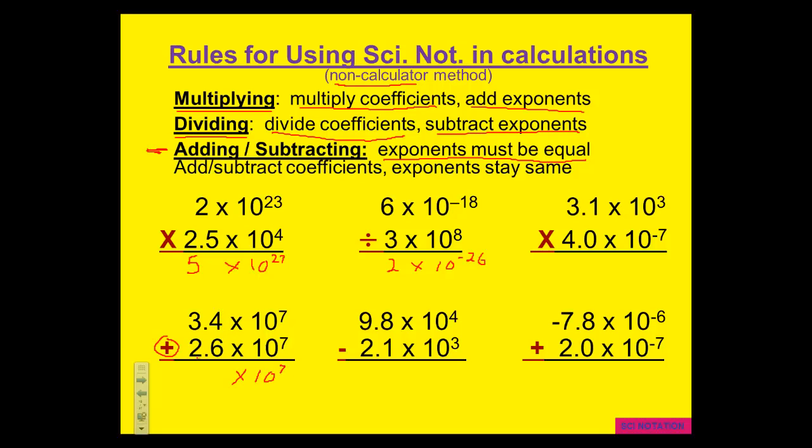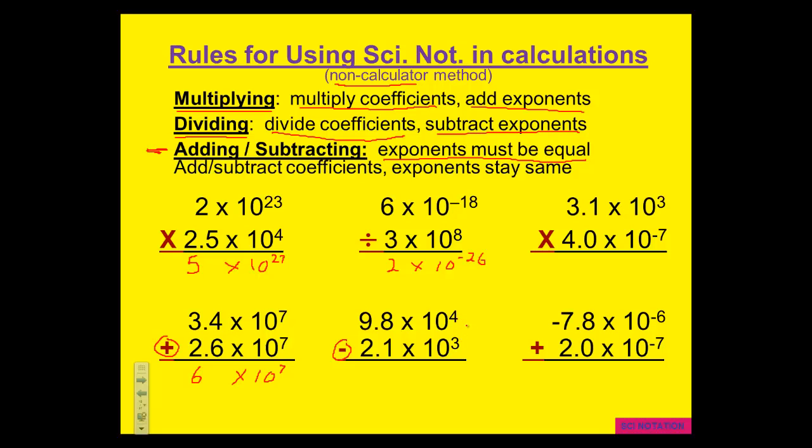And now you add the coefficients, 3.4 plus 2.6. That's 6, sorry. 6 times 10 to the 7th. But what happens when you do an addition or subtraction problem and the powers of 10 are not the same? In that case, you have to get both of the powers of 10 the same.